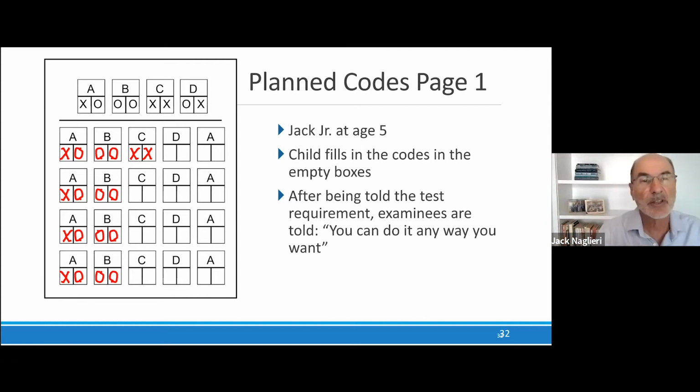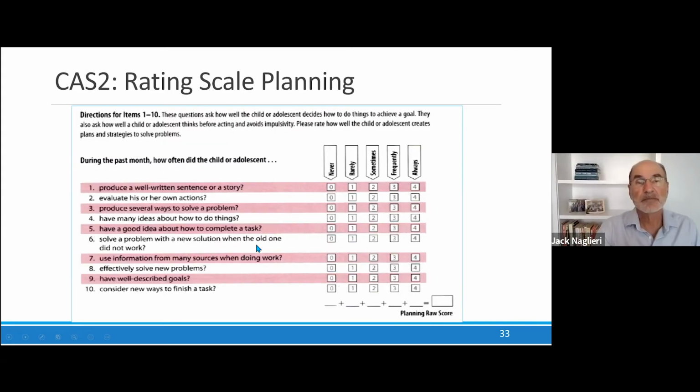Jack Jr. did the XOs for A's, then he did the OOs for the B's, and then he started the C column. Well, that's pretty clear. He looked at the task. He decided to do it in a way you could say it's easier. I would say it's more efficient. And he executed his plan and did really well. That's how you measure planning. You give kids a relatively easy task, and you kind of sit back and you say to them, you can figure out how to do it.